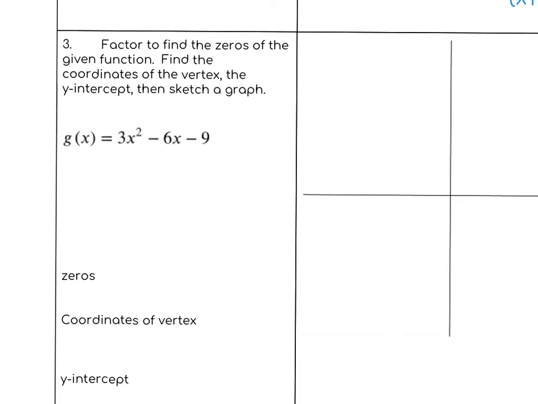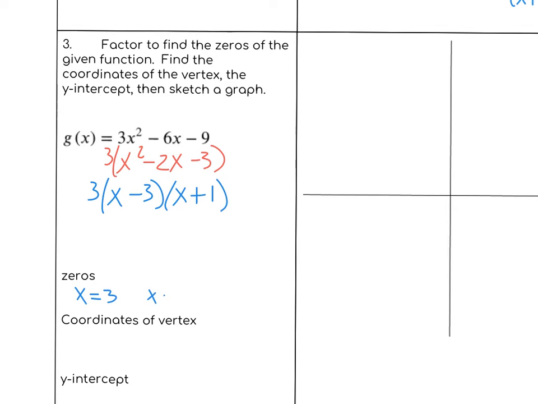Number 3, we're going to factor to find some zeros. First thing I notice is I can take a 3 out of this whole thing. So we got x squared minus 2x minus 3. This inside is going to factor really nicely into x minus 3 and x plus 1. Cool. My zeros are going to be x equals 3 and x equals negative 1. I know I'm going to have to graph this. I'm just going to plot those 2, 3, and 1.